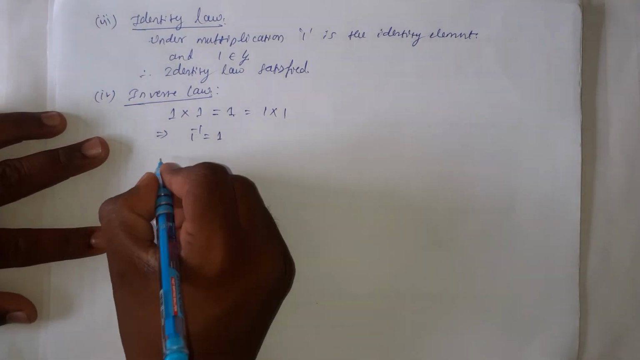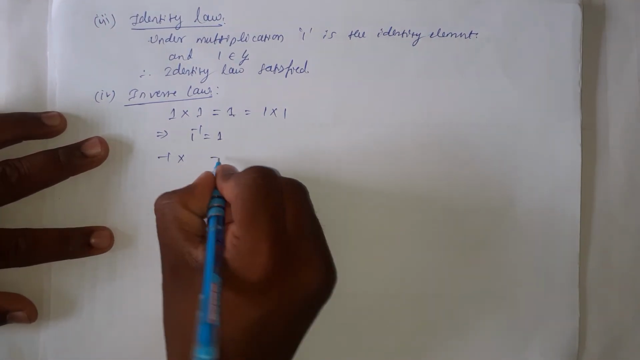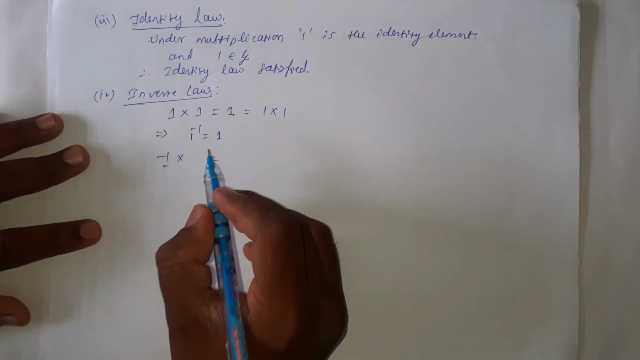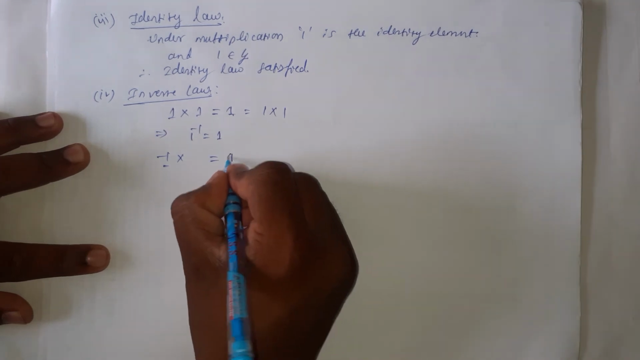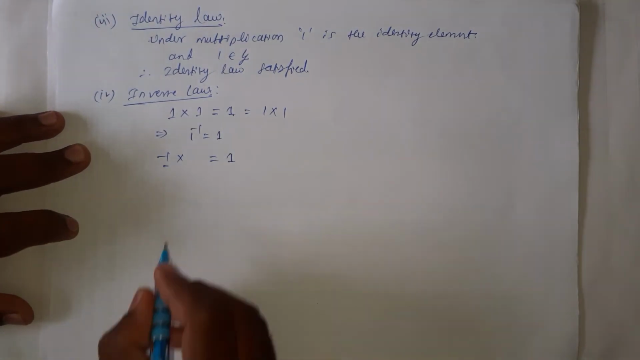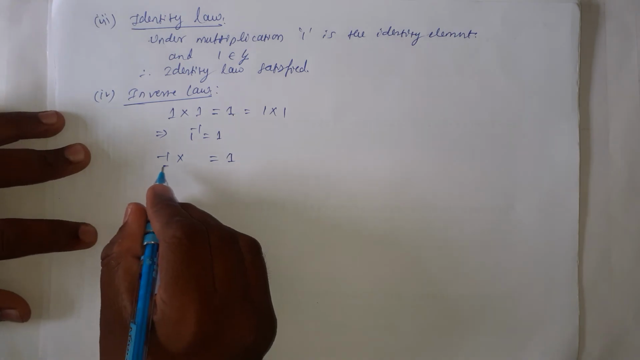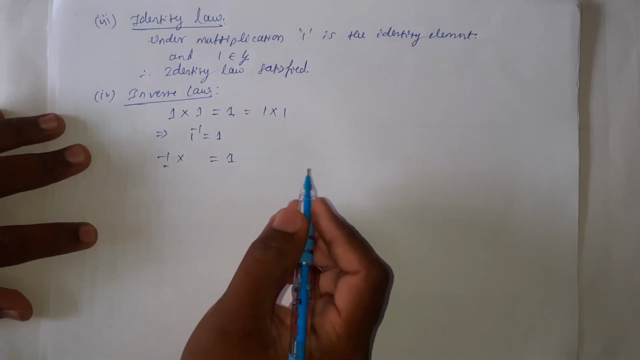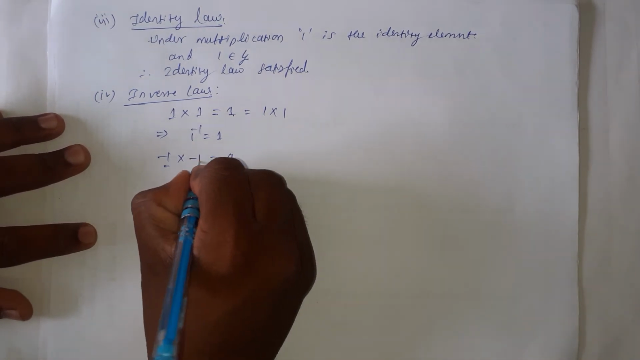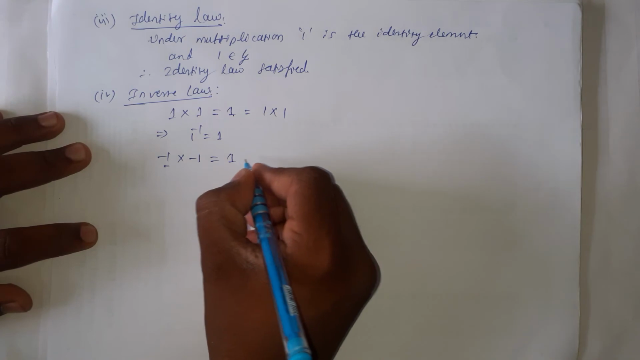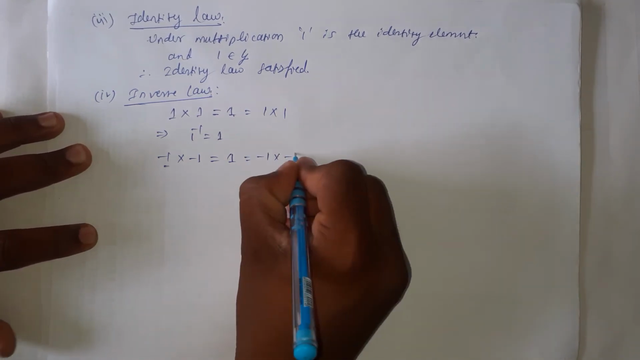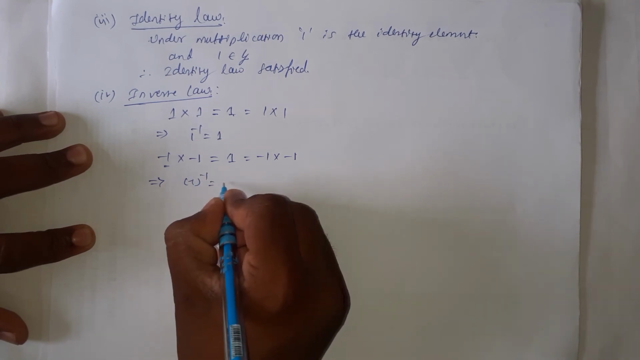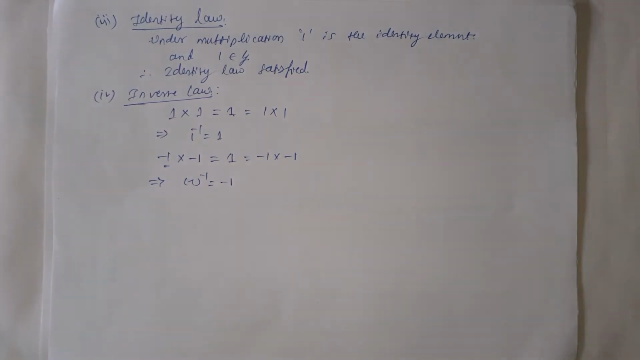Then the second element is minus 1. Here we need to multiply this minus 1 by some element of G such that its product is equal to plus 1. Then what is the number to be multiplied to this minus 1 to get plus 1? We know that minus 1 into minus 1 is plus 1. So we can multiply minus 1 by minus 1 to get plus 1. It implies that the inverse of minus 1 is minus 1 itself.